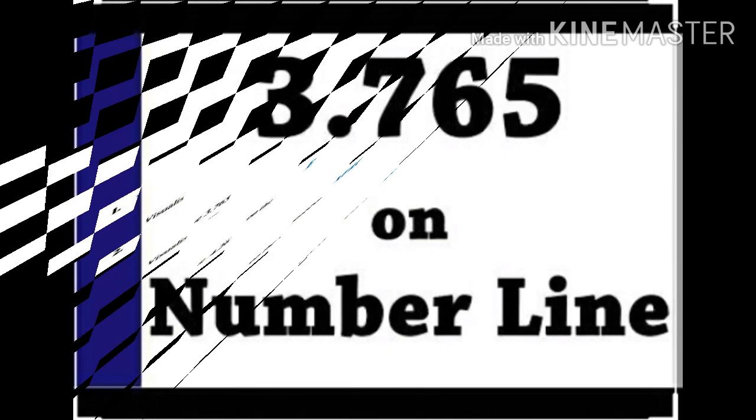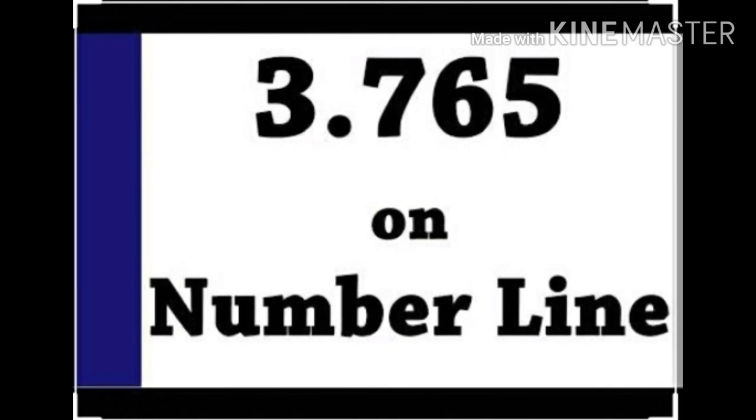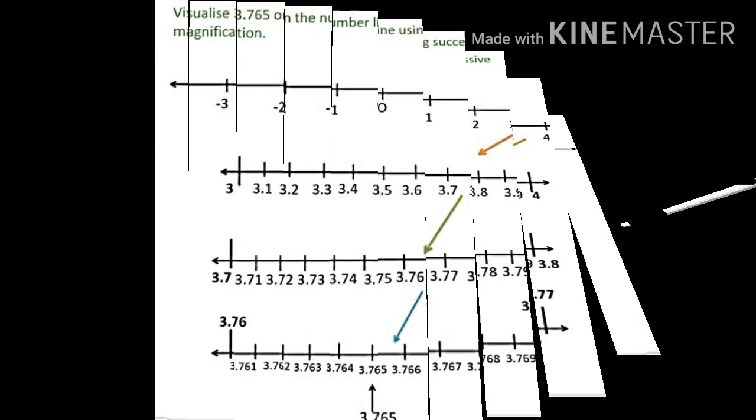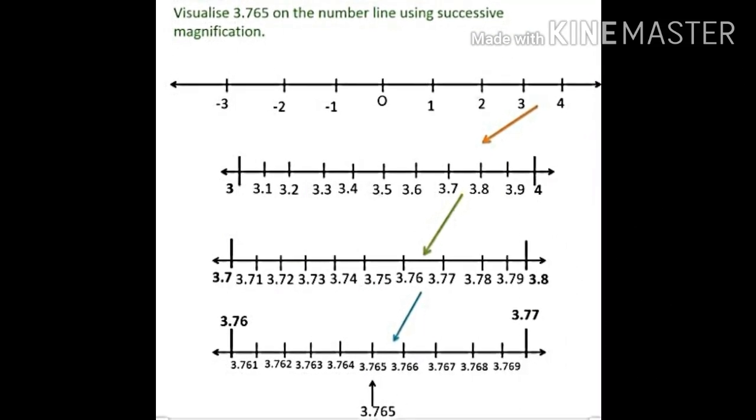We shall now discuss exercise 1.4. The first question is: visualize 3.765 on the number line by using successive magnification. The given number is 3.765. We know that 3.765 lies between 3 and 4. So first we will draw a number line and locate the range of the number. Now let us look closely at the portion of the number line between 3 and 4. Suppose we divide it into 10 equal parts. Then the first point to the right of 3 will represent 3.1, the second point 3.2 and so on.